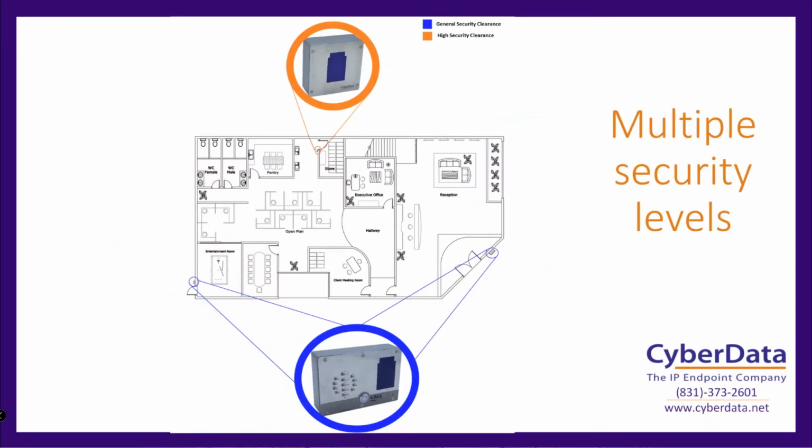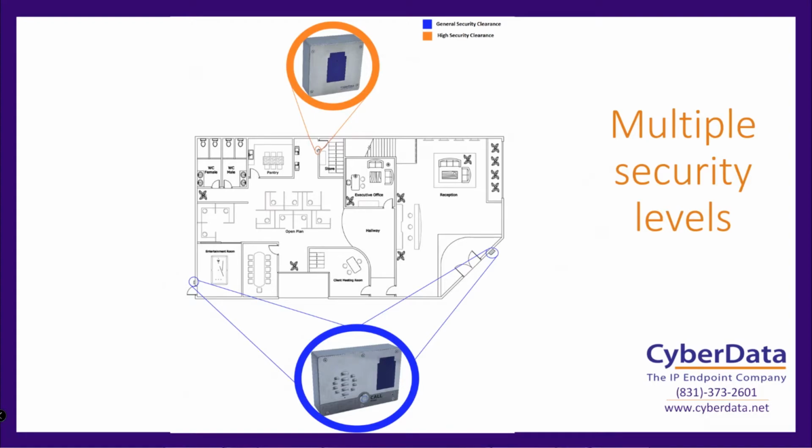Then let's expand and let's get a little bit more complex here. So now let's deal with these multiple security levels, which is something that we kind of talked about a little bit. The general security clearance is, of course, denoted in blue here to keep that same, whereas our higher security clearance is denoted in our orange. So that way you can be able to tell the two different locations apart.